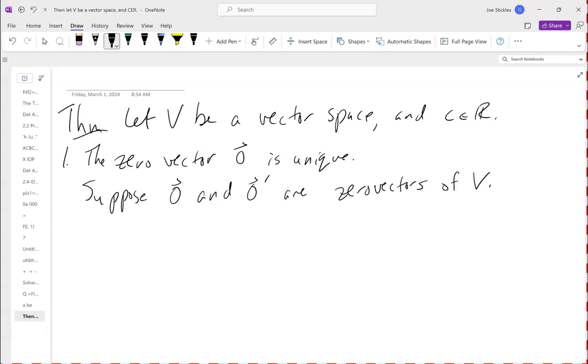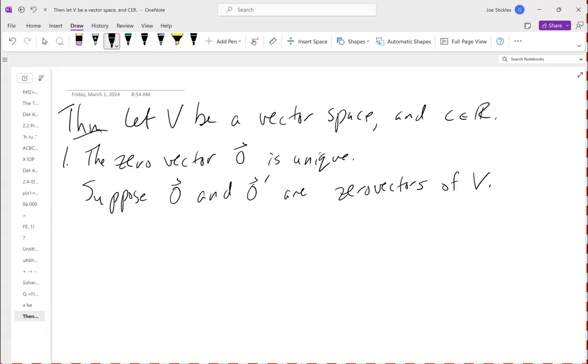Remember, in order to be a 0 vector, that means when I add it to any vector in the vector space, I get that vector back again, right? If I take any V in the vector space and add the 0 vector to it, I get V back again. So in particular, if you take 0 and add it to 0 prime, assuming this is a 0 vector, what do I get back? If I take 0 and add it to 0 prime, what am I going to get back, assuming that I'm using this as a 0 vector? The 0 prime. If I assume 0 prime is a 0 vector, and I add it to the 0 vector, what do I get? 0. Yeah, so that's the proof here.